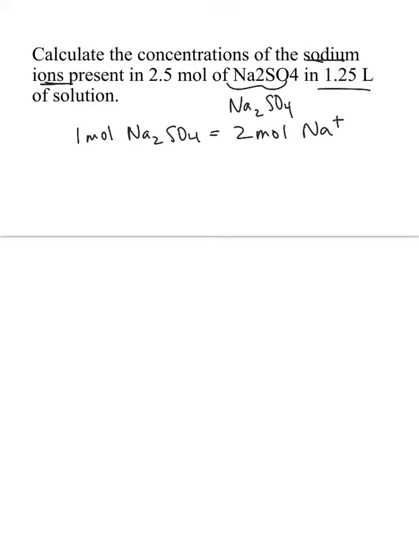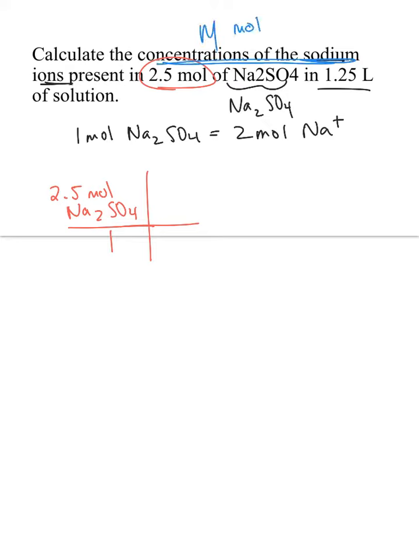Okay, so then we start with our given, which is the number with the unit here, and we go ahead and say 2.5 mole of Na2SO4, and notice we want concentration of sodium ions. Concentration means M. Molarity, so we need mole of sodium ions divided by liter of solution. So we need to get the moles of sodium ions.